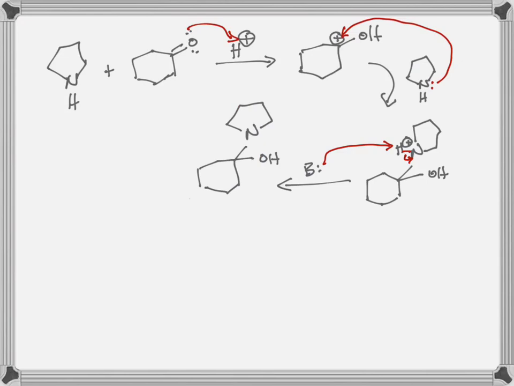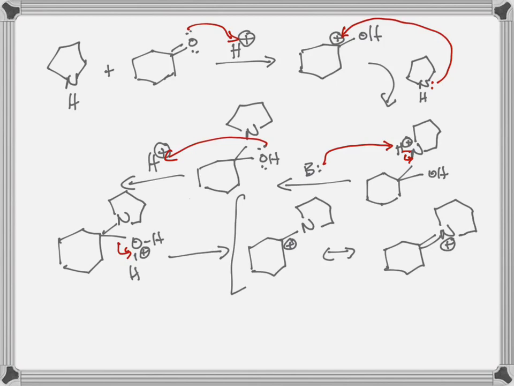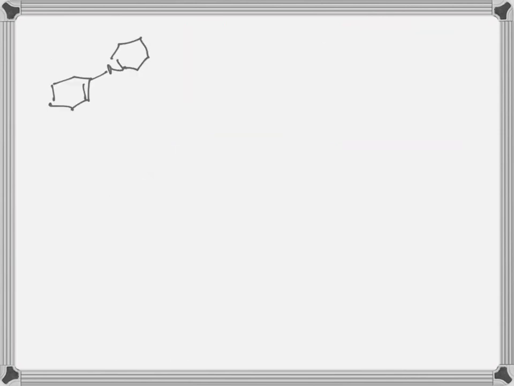Okay, now we have this intermediate with both the nitrogen and the oxygen attached to the same carbon. We protonate the OH group, and now we have water, which is a good leaving group, so we get this cation intermediate that's resonance stabilized. The next step is deprotonation of that intermediate to give us the enamine. Okay, now we have the enamine.